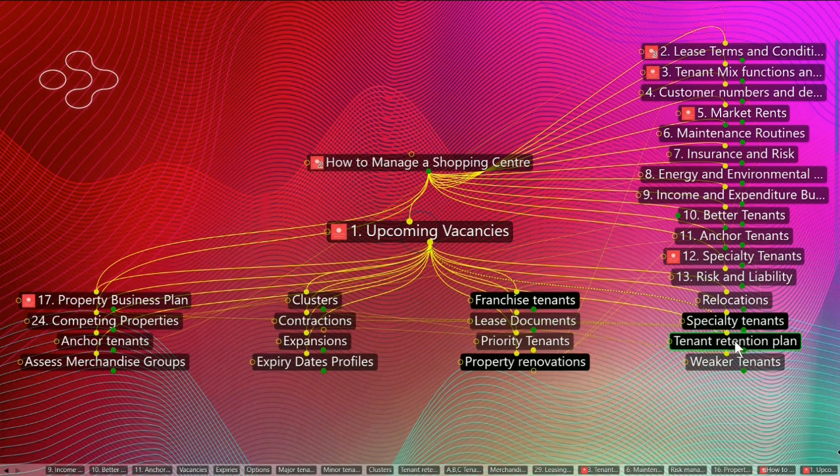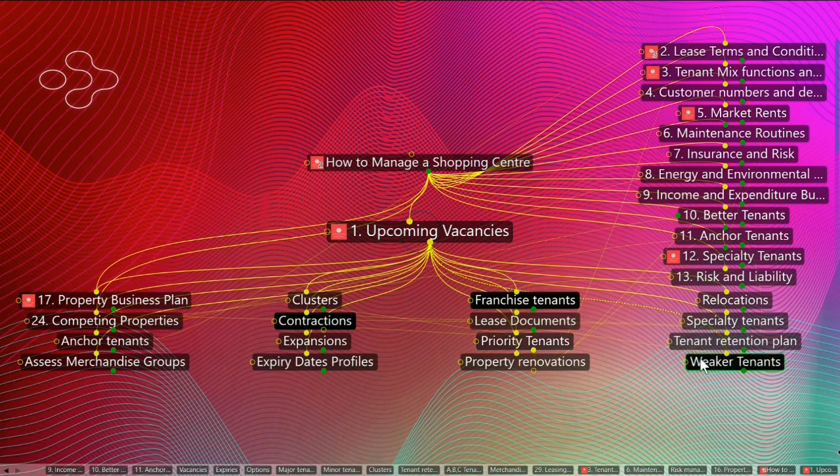Now, in saying that, the tenant retention plan is also part of the property business plan. So recognise how they are all linked together. The property business plan and the tenant retention plan, they go together. There's a strategic statement there as to how you're going to handle the vacancies, retain the tenants, and particularly your good tenants, the specialties, and also the anchor tenants. And then you'll be looking at the merchandise groups and also the clusters. So now you can see how it all sort of comes together when you're looking at upcoming vacancies.